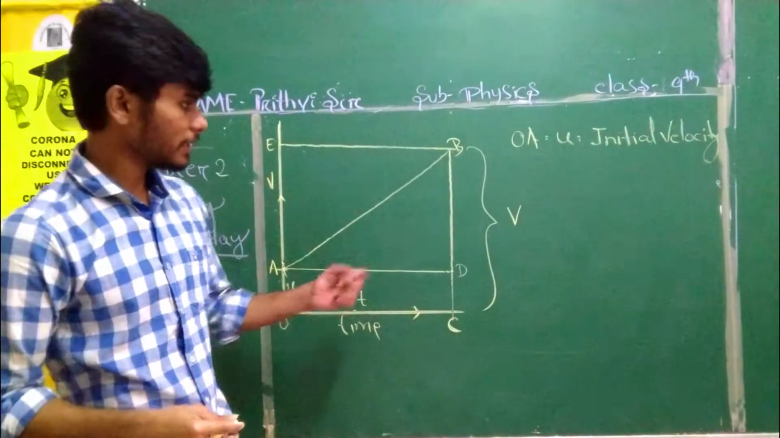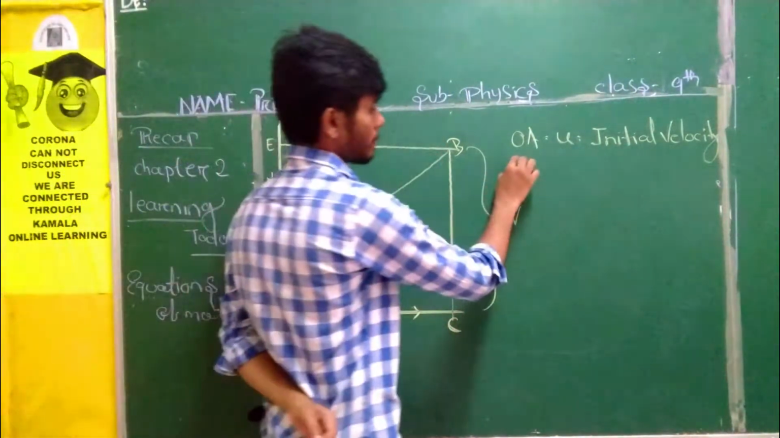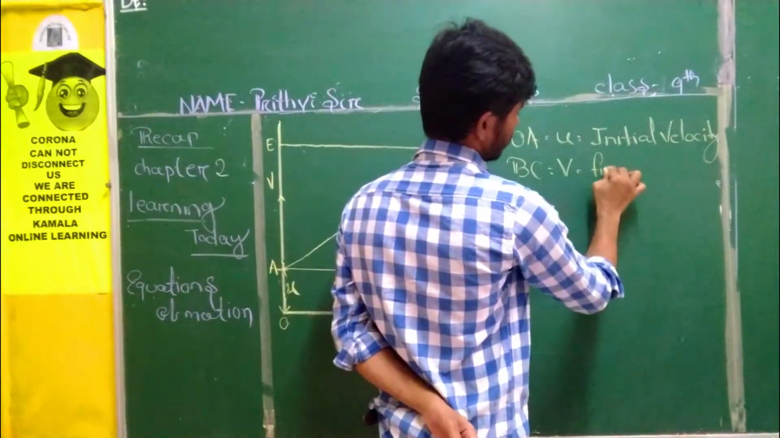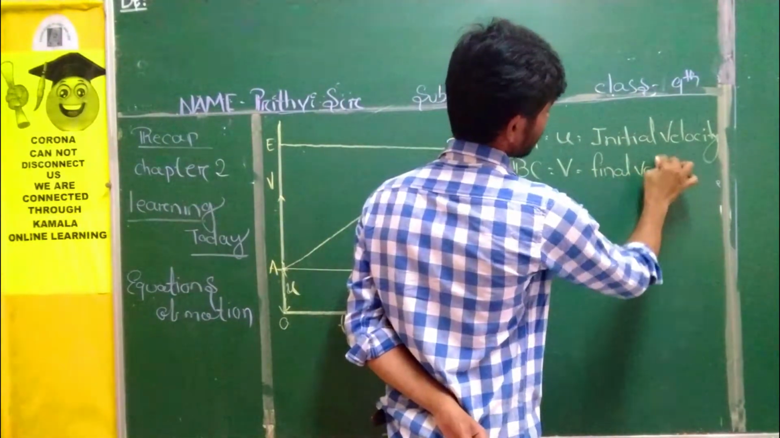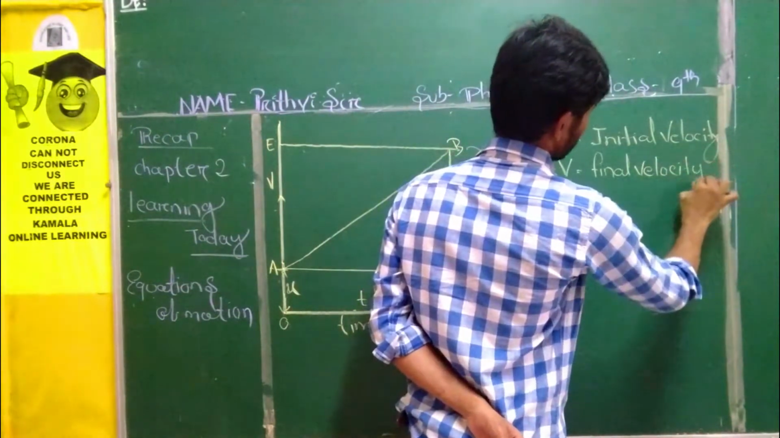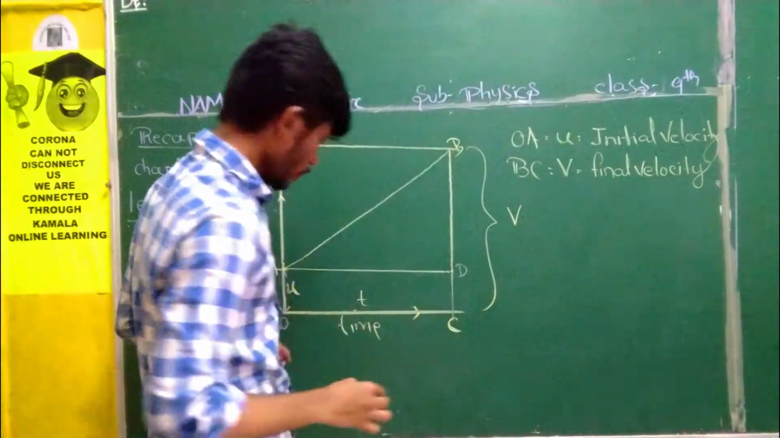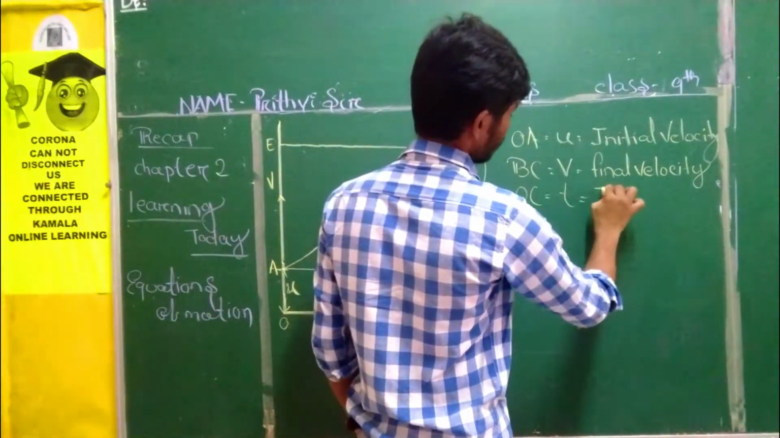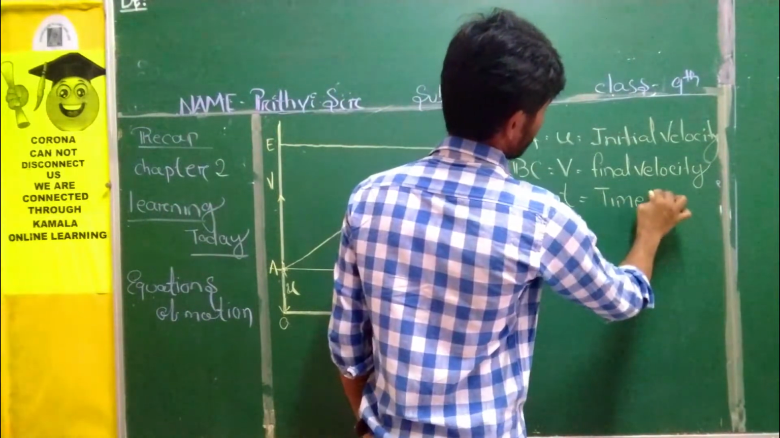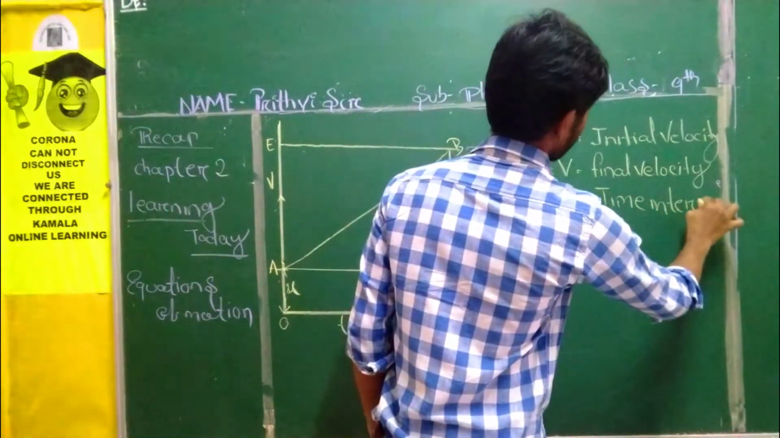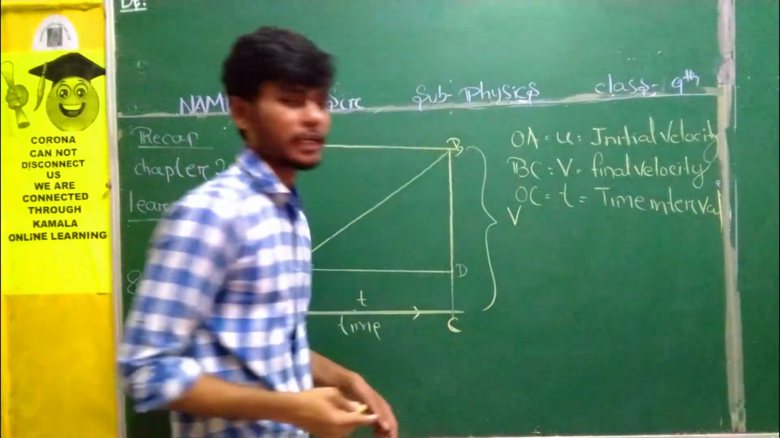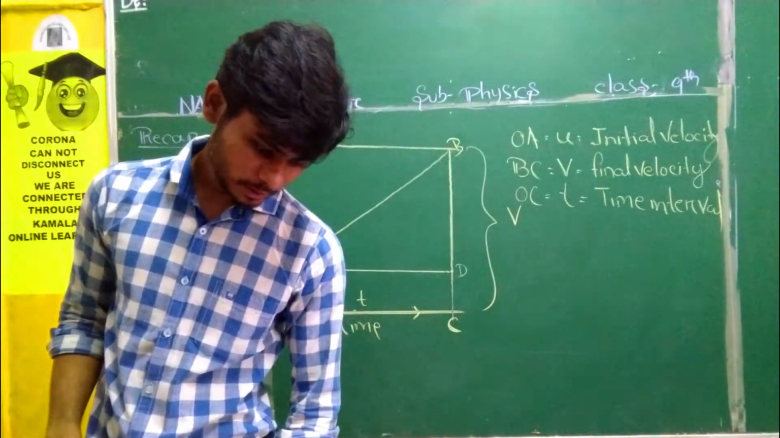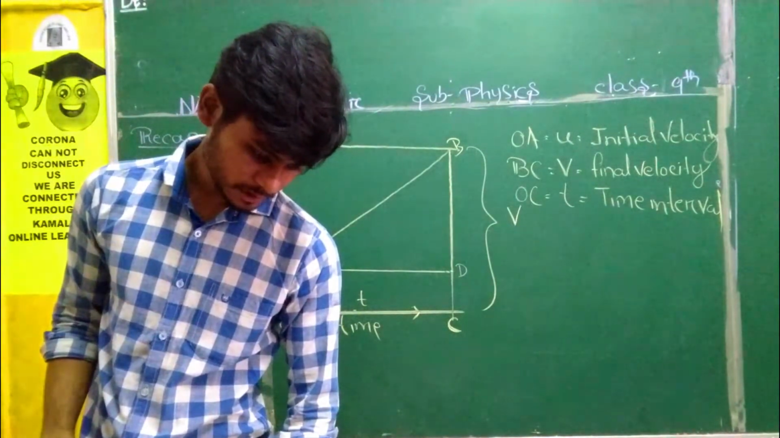Please note it down. Here V is equal to final velocity, and here t is equal to time interval. Small t is equal to time interval. Okay students, now let us draw BD parallel to OC from the graph.